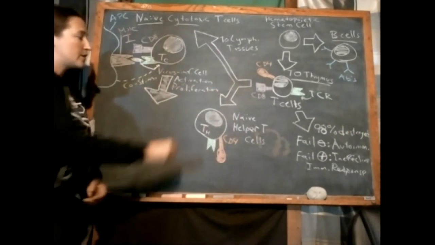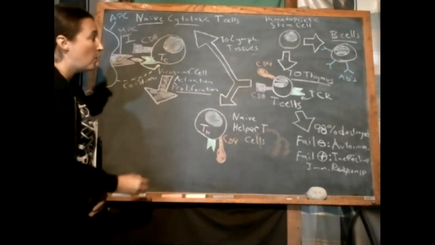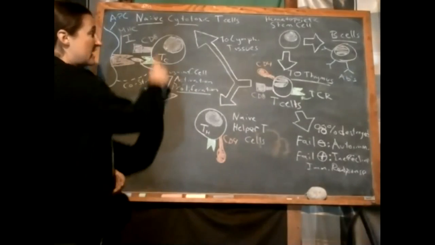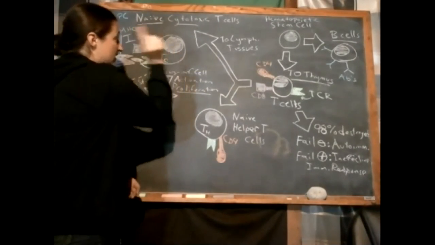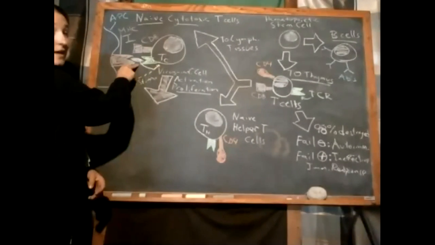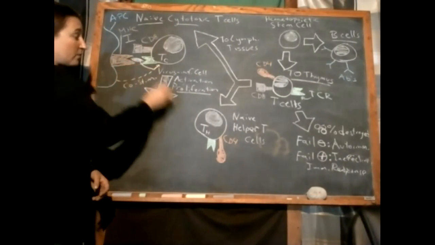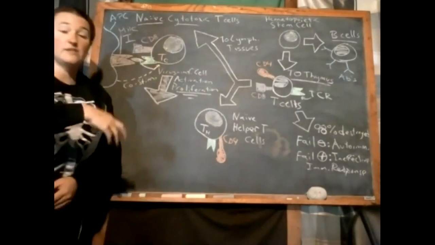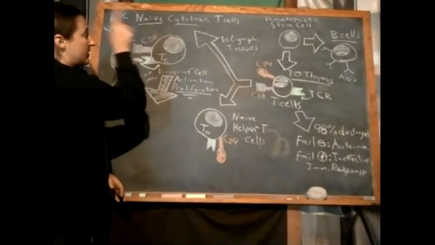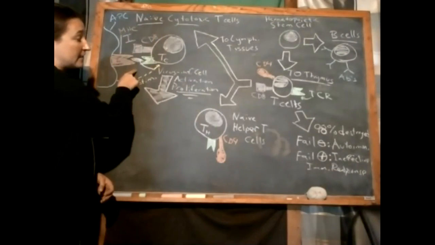And so this proliferation is important. We don't want just one cytotoxic T cell to know what the heck is going on. We want to make tons of these so that tons of these can go out and circulate throughout the body and recognize this antigen in particular. Proliferation is essentially mitosis. Mitosis of what? Of this particular cell that recognizes this particular antigen.